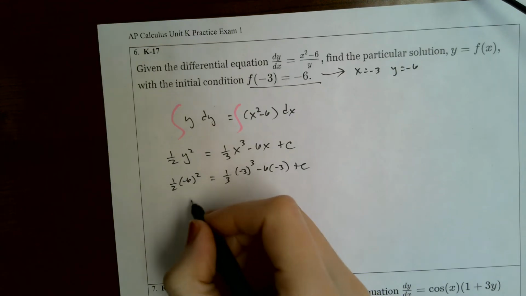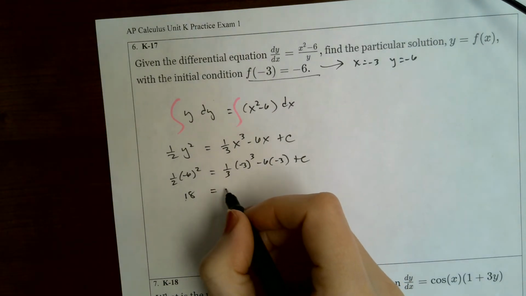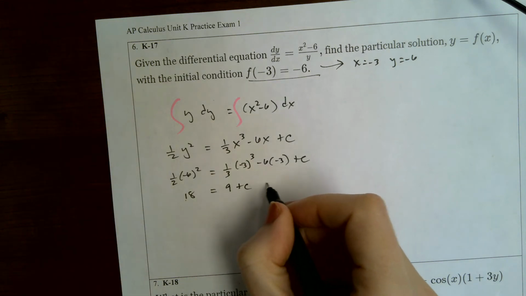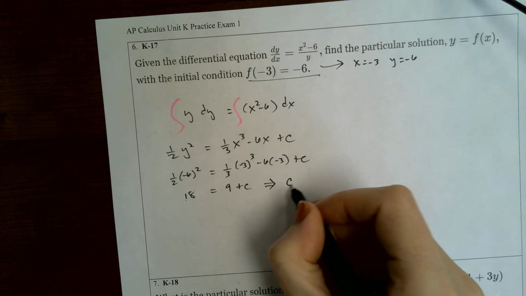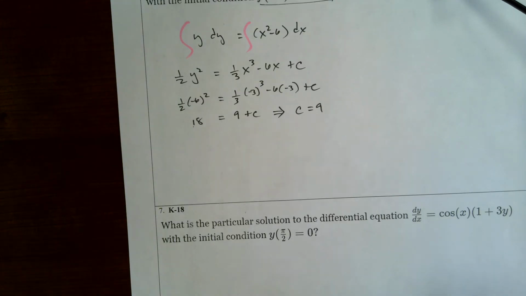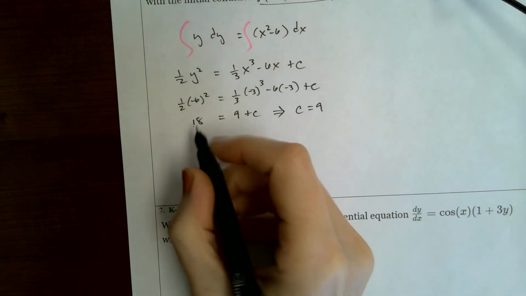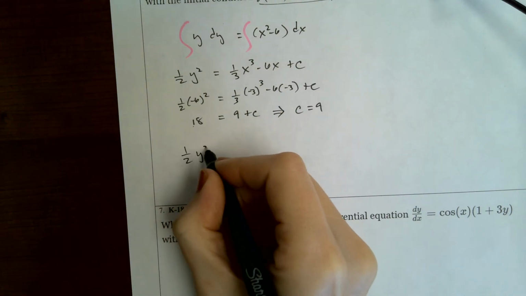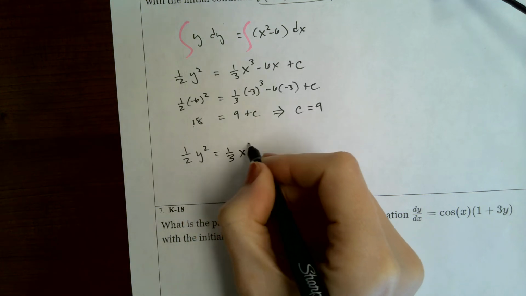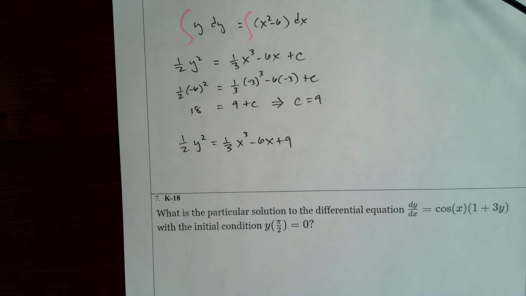Okay, I'm just going to skip a little bit. On our answer keys, guys, there's more detailed work, but this ends up just being 9 plus c. So you get that c is 9. Then I plug that c into here. So 1/2 y squared equals 1/3 x cubed minus 6x plus 9. And now you've got to solve for y.